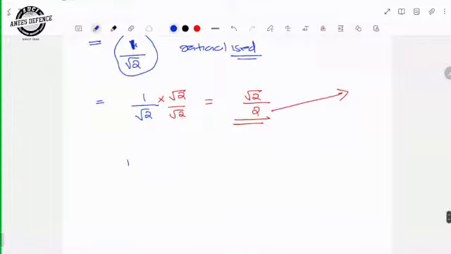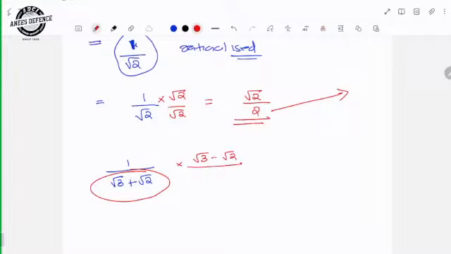Another one, 1 by root 3 plus root 2. Root 3 is irrational. Root 2 is also irrational. So when you are adding two irrational values, the result also will be irrational. So if you want to convert the denominator into rational form, take the conjugate and multiply on both numerator and denominator. So root 3 minus root 2 and root 3 minus root 2. So you have to take the conjugate of the denominator.